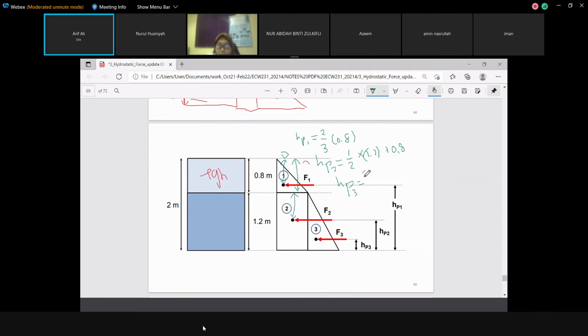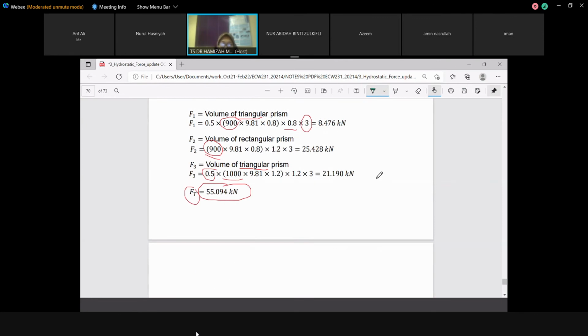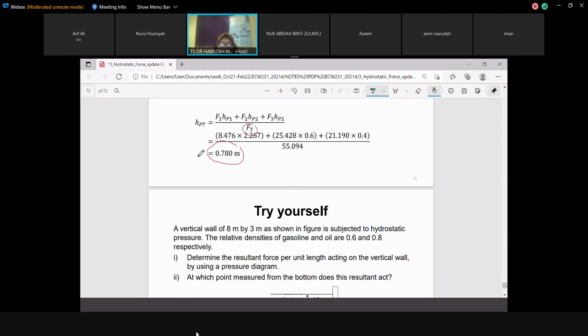Okay, good. 2/3 times 1.2 again. Very good. Thank you. Easy, right, Arif? Okay. So from this one, you can calculate the HP total. So you get the locations of the force.